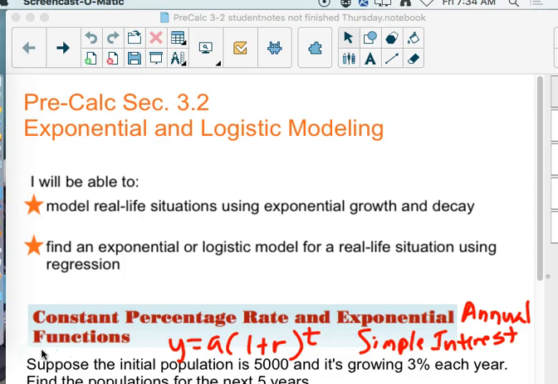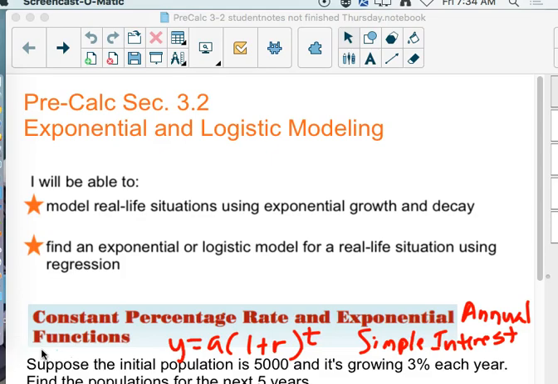So modeling real-life situations using exponential growth with decay. They actually started doing that in Algebra 2, and we've been doing it ever since. So lots of repeat. I'm not sure that we'll get to this until Monday: find an exponential or logistic model for a real-life situation using regression. In fact, we probably will.